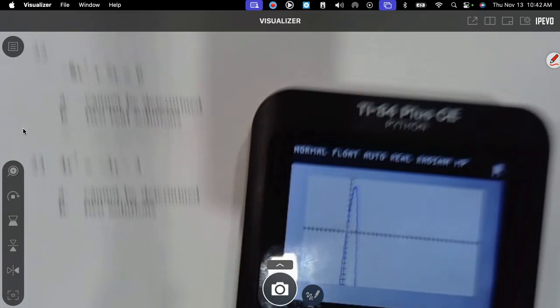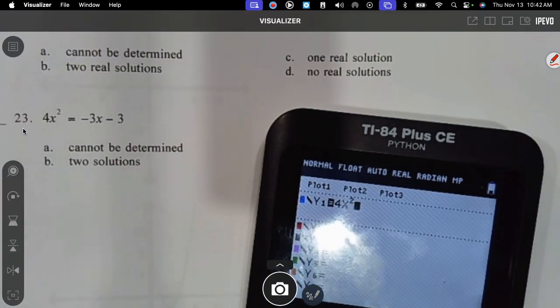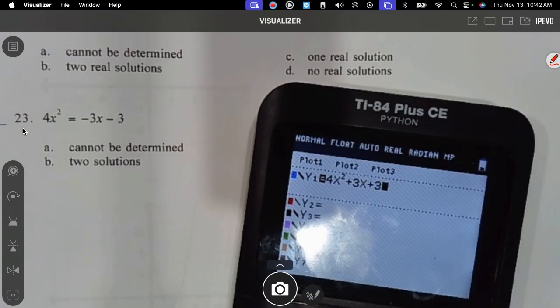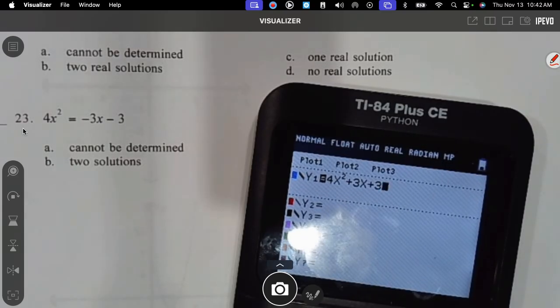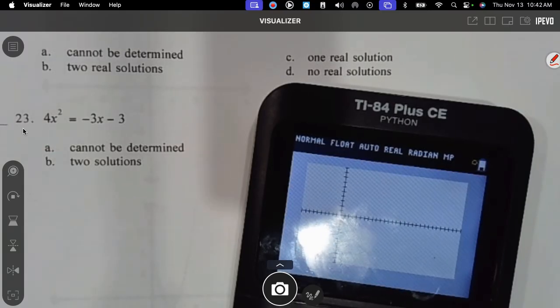If I graph it, because it doesn't cross, 4x squared plus 3x plus 3. Did y'all get that? Does everybody understand what happened there? I had to move them all over to the same side, so they had to become the opposite. Did you do that, Hayden? Okay. Yeah, that's what I got.